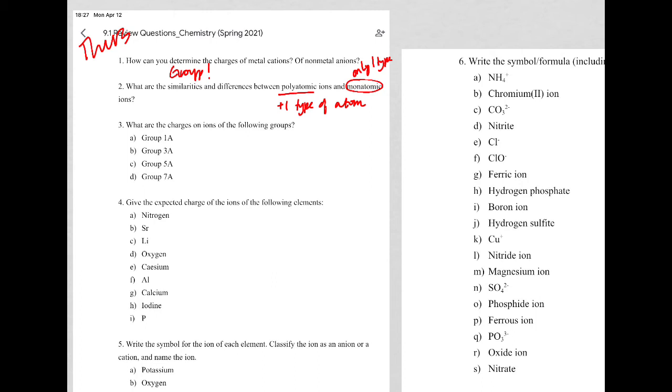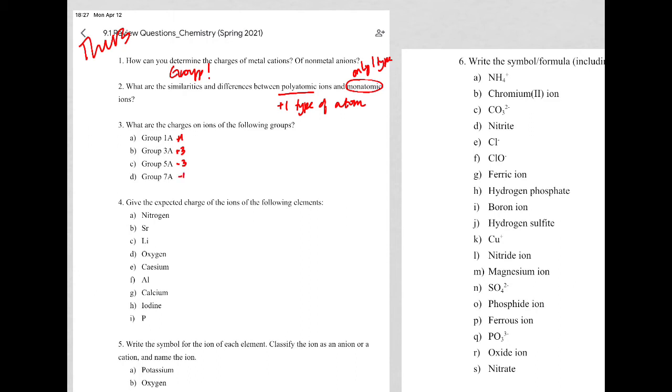All right, what are the charges on the ions of the following groups? Group 1A is going to be +1. Group 3A is going to be +3. Group 5A is nitrogen, phosphorus, etc. That's going to be -3. And group 7A is going to be -1.